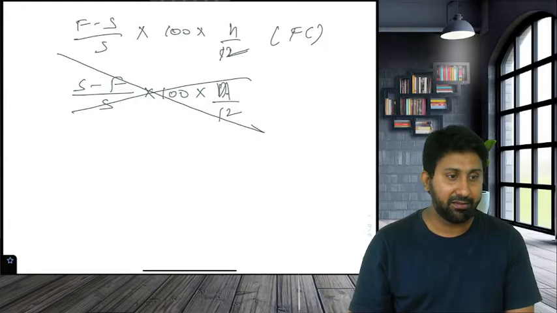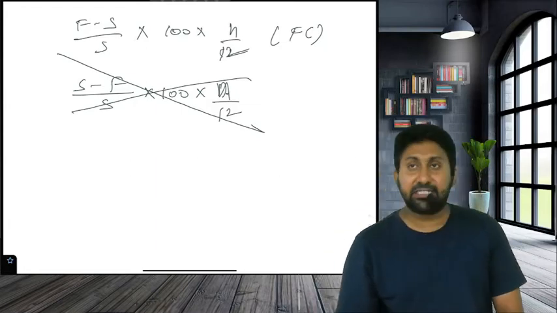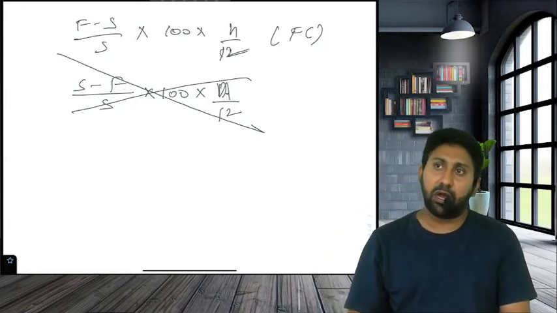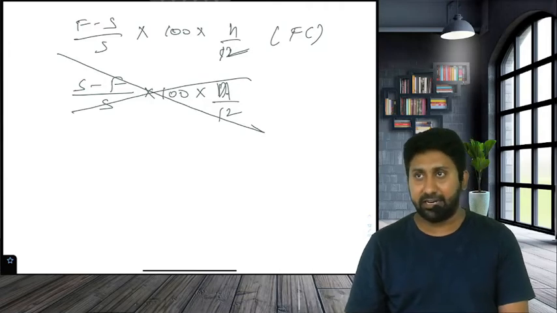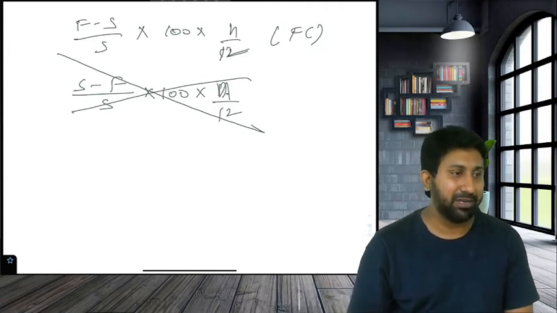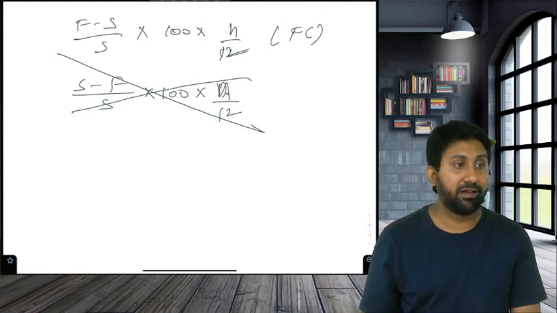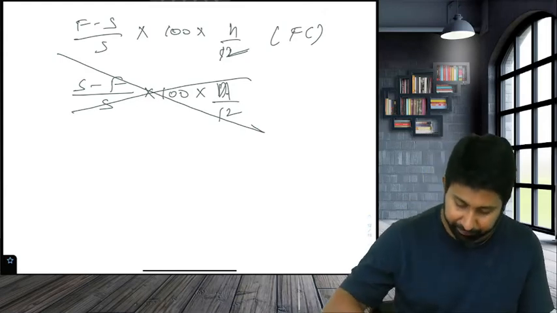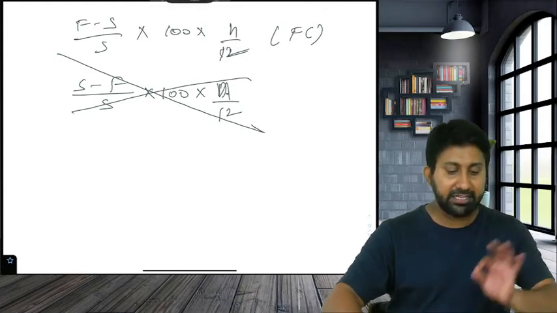Shall I tell you why? See here. S minus F by S into 100 into n by 12. You will get a percentage, but that percentage has no meaning actually. Shall I tell you why? I will explain. See here. What is F minus S?